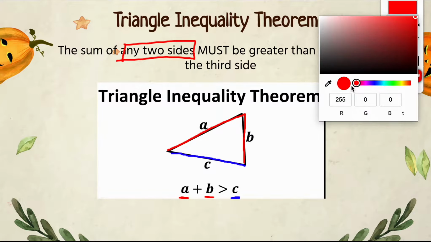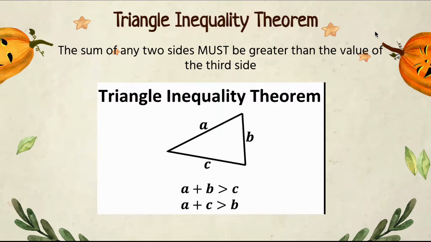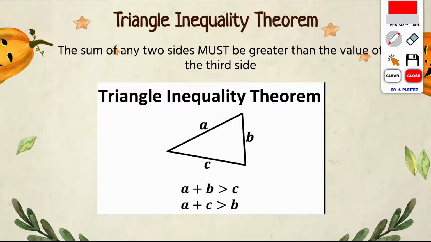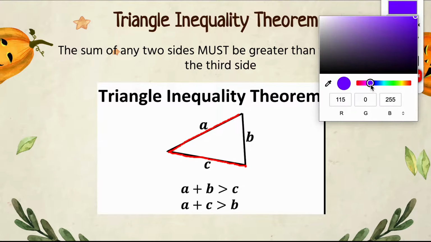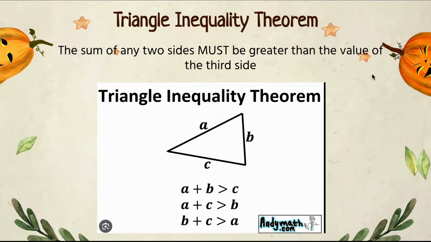But notice that it says the sum of any two sides, right? So I just chose to add up sides A and B, but there are other combinations that I can use. Another combination that we might see, instead of adding A and B, let's test it out if I decided to add up sides A and C. Then in this case, my remaining side here is B. So again, the theorem says the sum of A and C, these two sides that I'm choosing, has to be greater than the value of my third remaining side, which is side B.